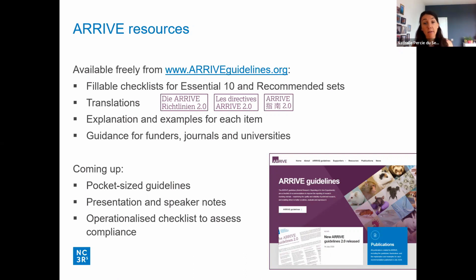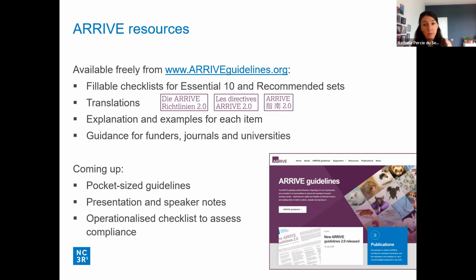So the original guidelines are available in 8 different languages. And that's particularly helpful for organizations in non-English speaking countries to disseminate the guidelines to researchers. And we're currently working on translation of ARRIVE 2.0. So ARRIVE 2.0 is currently available in French and German, and there's a Chinese translation on the way.